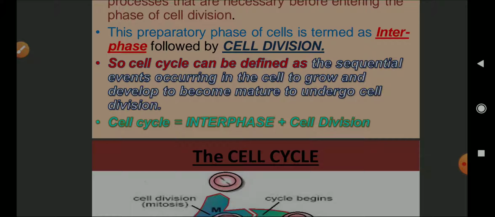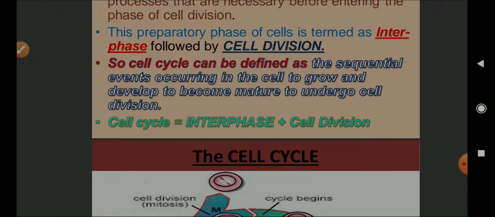Puppies are not going to become dogs overnight. They have to undergo the process of growth and development. It requires becoming mature, and once it becomes mature, it starts reproducing. The same thing happens with body cells. I hope you understood the meaning of cell cycle. Sequential events occurring in the cell to grow and develop, to become mature, to undergo cell division, is known as the cell cycle. So the preparatory phase is what?